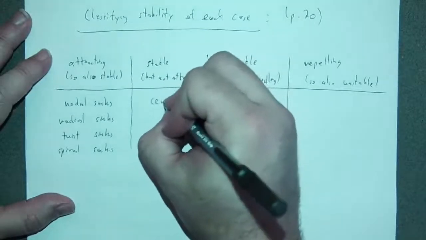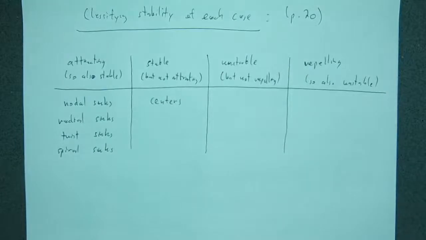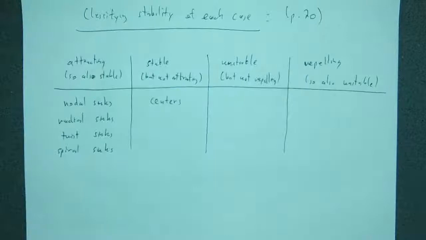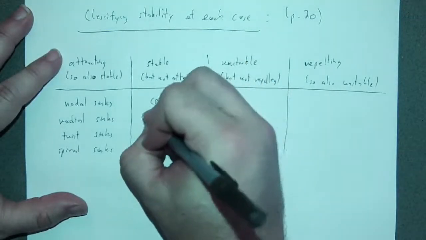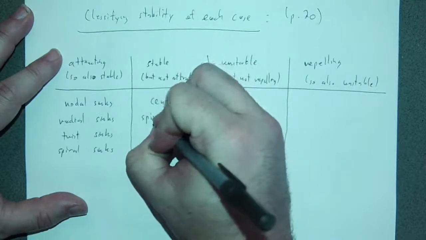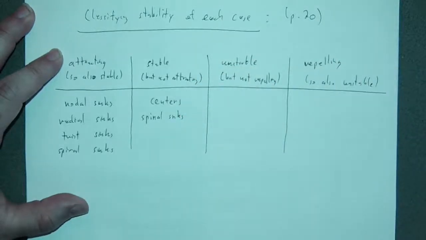But what are the stable but not attracting? Centers? Well, we already saw that in this picture, right? So centers are stable but not attracting. Spinal sinks, not spiral sinks, spinal sinks are stable but not attractive.